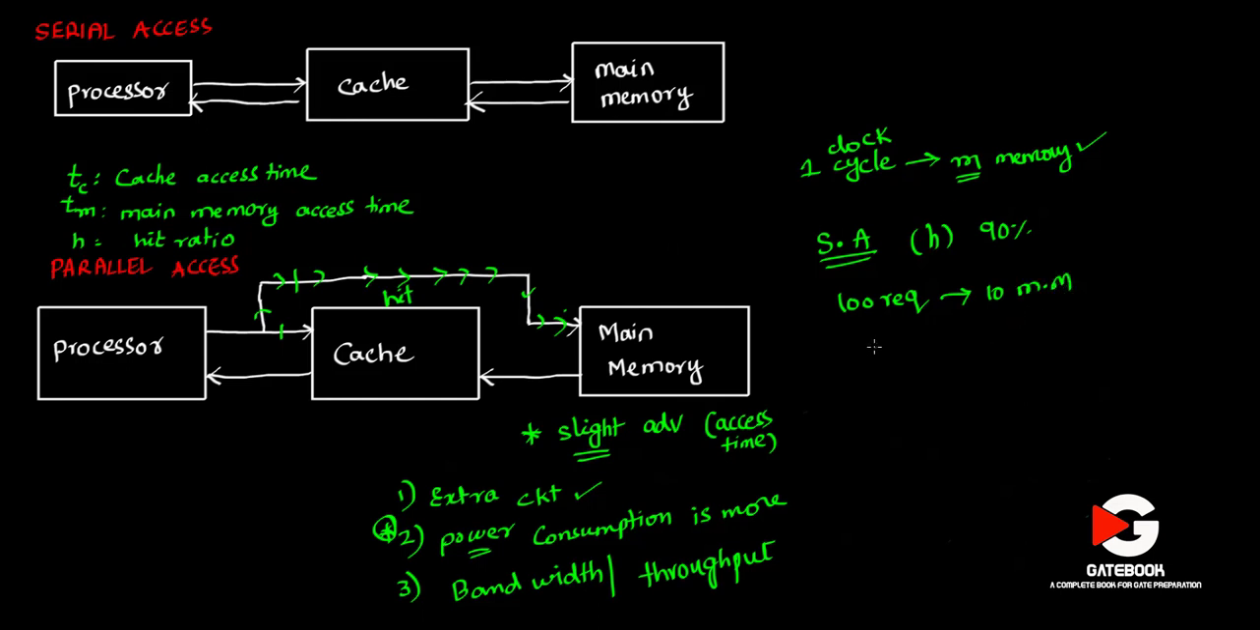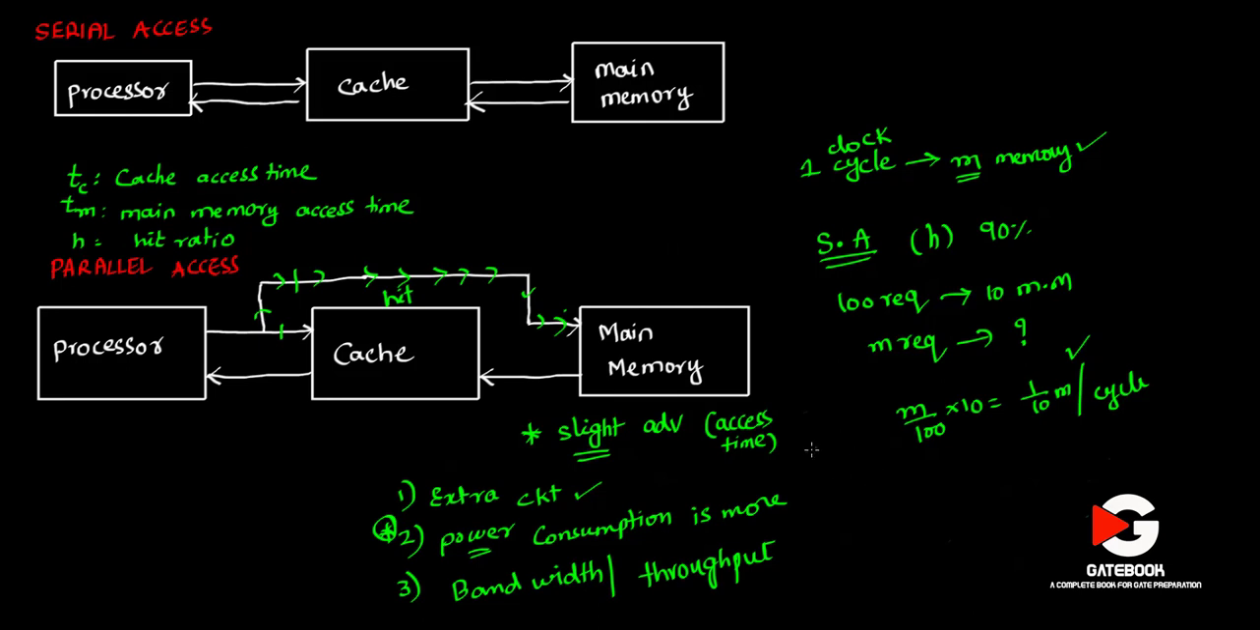Now, if you have m requests, how many would go to main memory? Is it not m by 100 into 10? Yes. So that means 1 by 10th of m per one cycle of time, correct? This is the bandwidth of main memory.